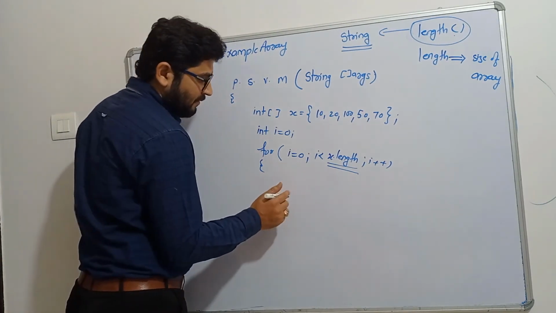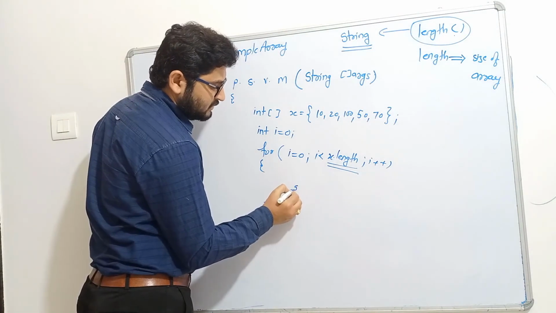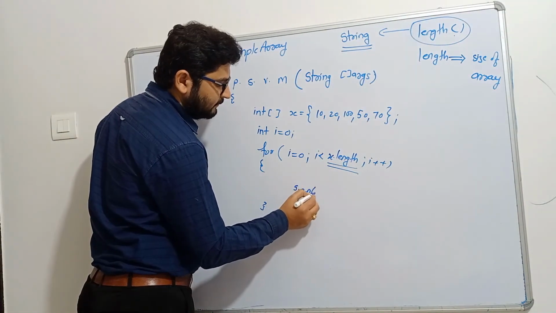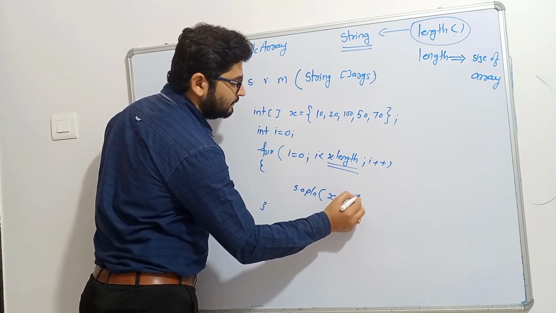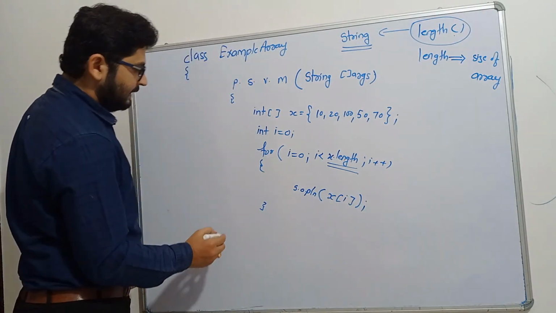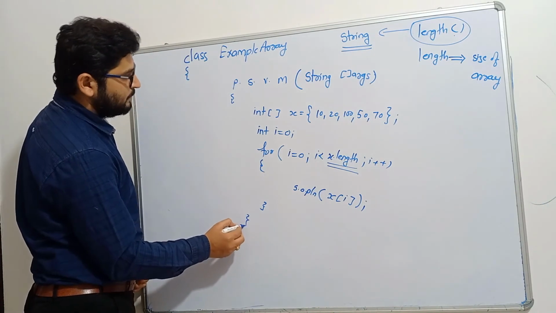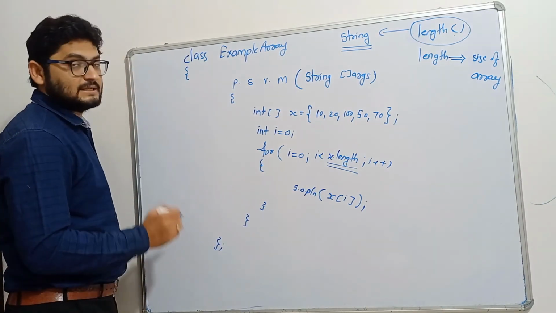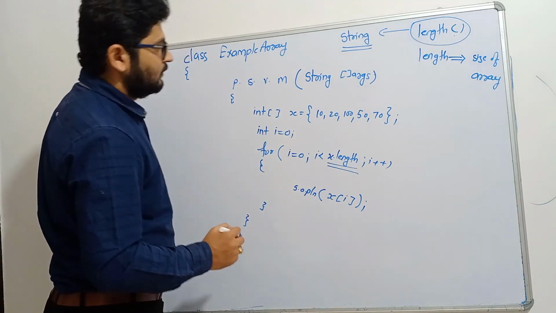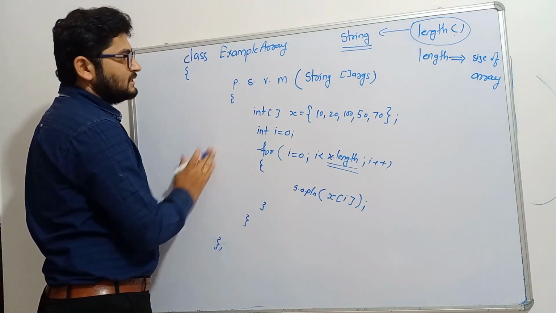So now here I will use system.out.println. I will print the value of x of I. And here I will close the main method, and here I will close the class. Now let us see how this code will be executed.